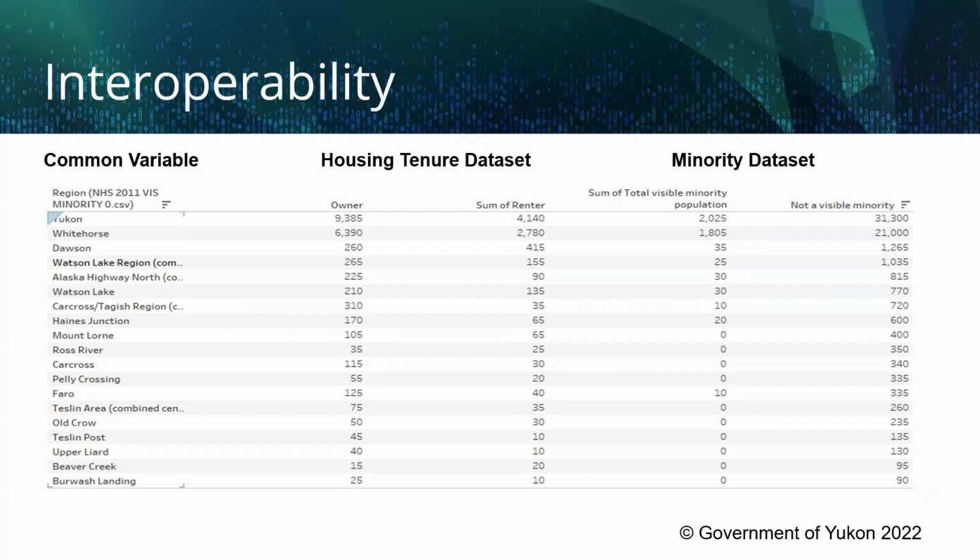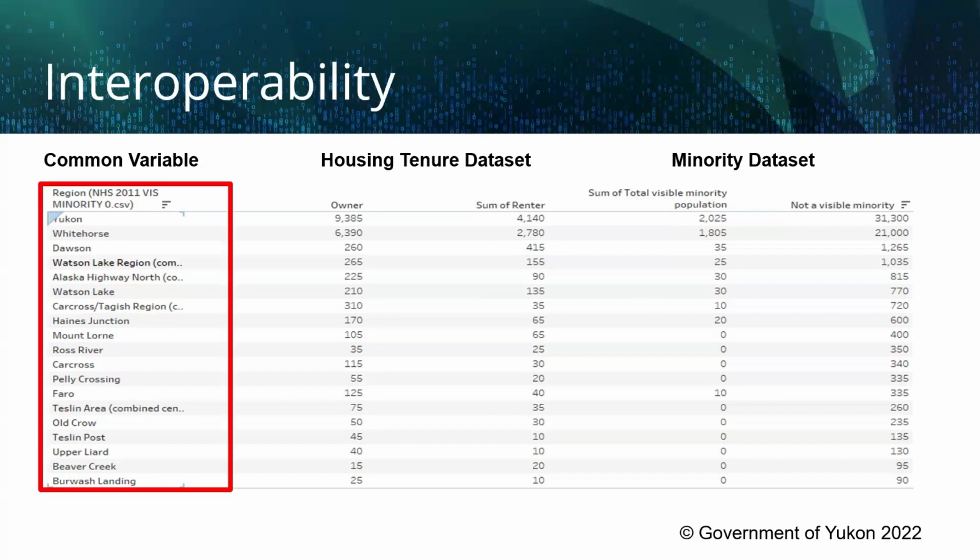Now, often one good reason to mash different data sets together is when you're in the exploration phase and you want to actually see what's there. It's helpful to have everything you want to look at together sometimes. So, as we can see, with the housing tenure data set and the minority data set, we bring them under the common variable of region, right? And these are the individual regions in the Yukon.